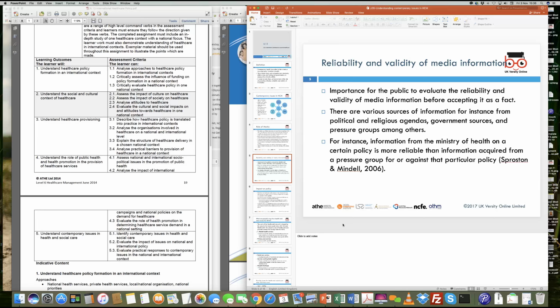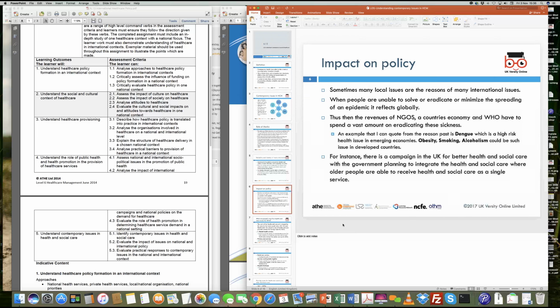Okay. Now, the other thing we look at is understanding the impact of healthcare policy on some of the international issues. When we look at the policy which has been developed by the NHS or by the UK government under the NHS, we see that they have created this policy by looking at things which can affect the services which the NHS provides.